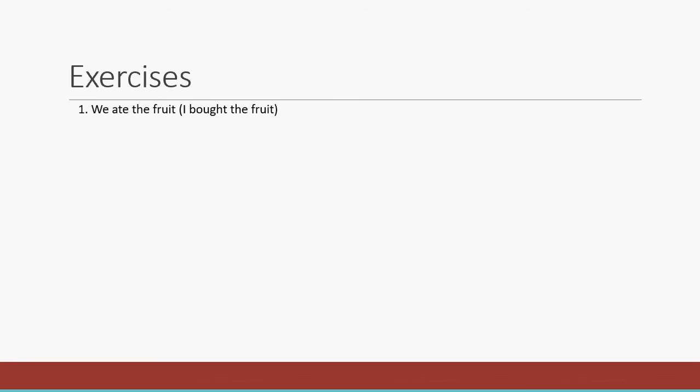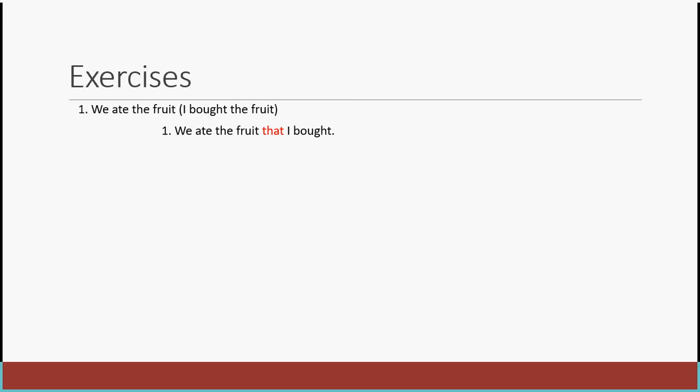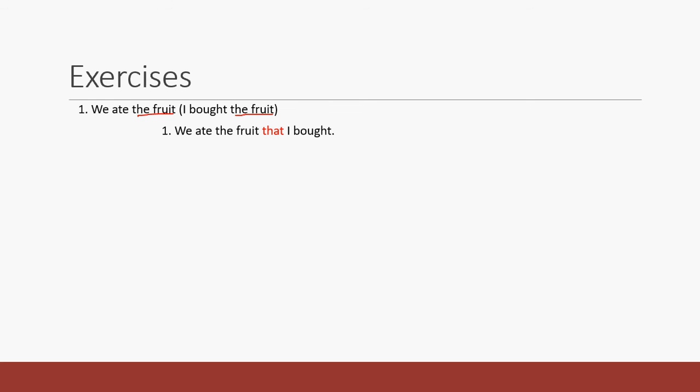Now let's do some exercises. Please keep in mind that you can use or not these relative clauses. We ate the fruit. I bought the fruit. Notice here how we are repeating the word fruit. So the relative clause is going to help us to avoid redundancy. We ate the fruit that I bought, or you can say we ate the fruit I bought.